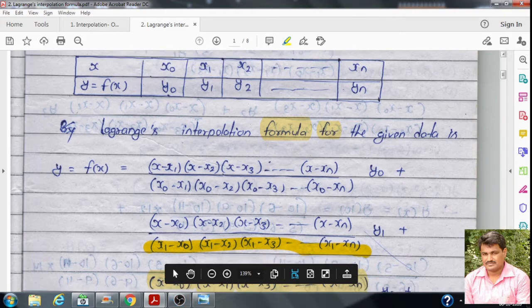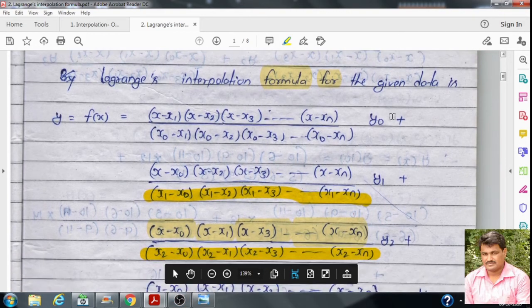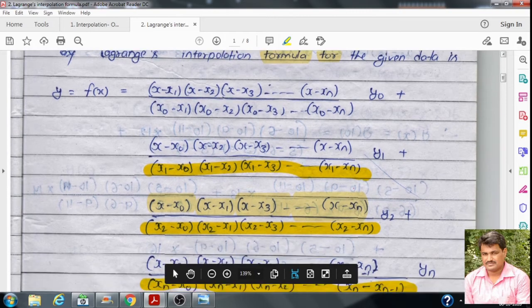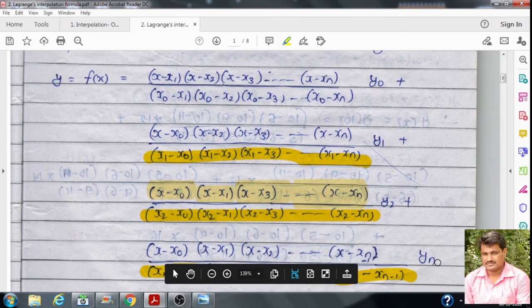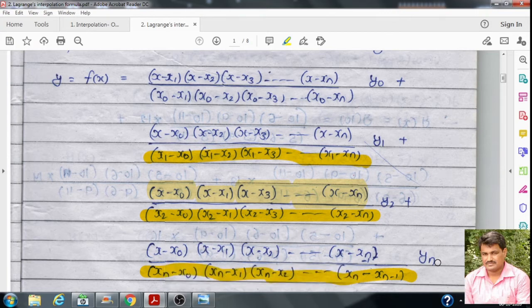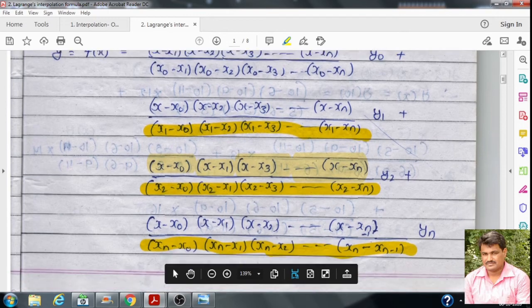And after that every term is multiplied by y0, y1, y2 and so on, and the last term we multiply by yn. And in this way we can derive the Lagrange's interpolation formula. We are not interested in the derivation. Simply here we are using this formula to get the interpolating polynomial, and then we can find the approximate value of y at any value of x. Now we go for the examples.